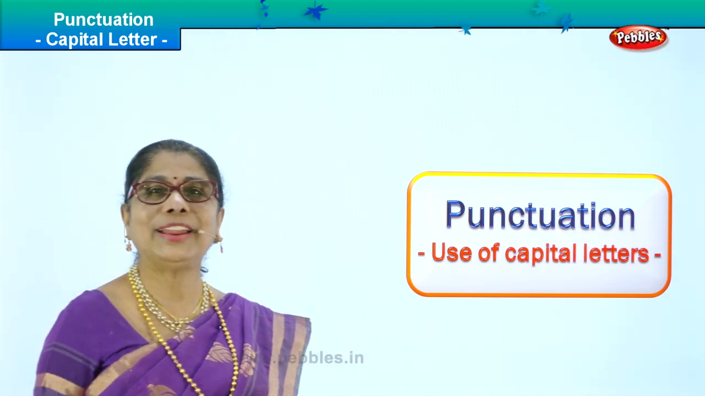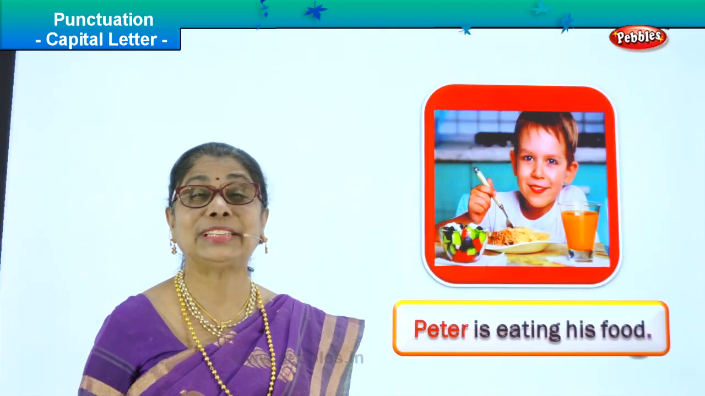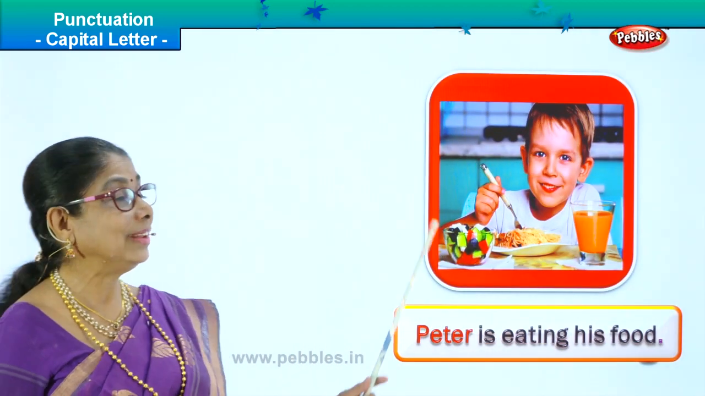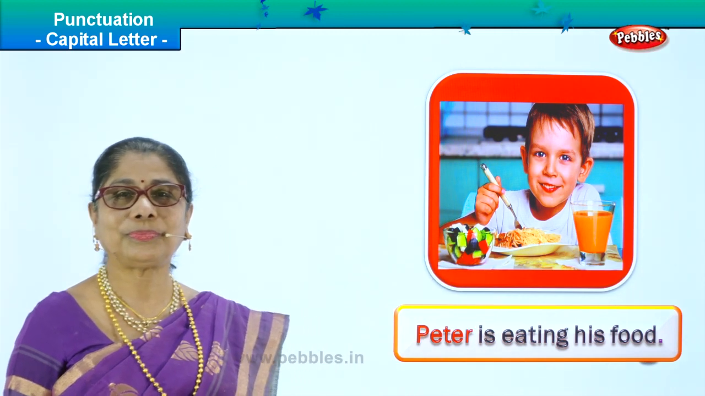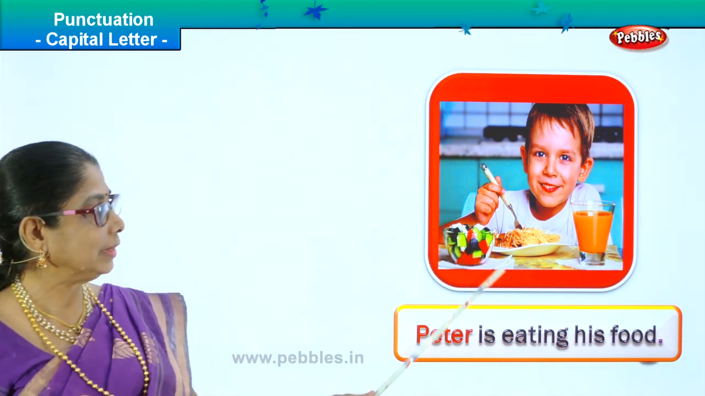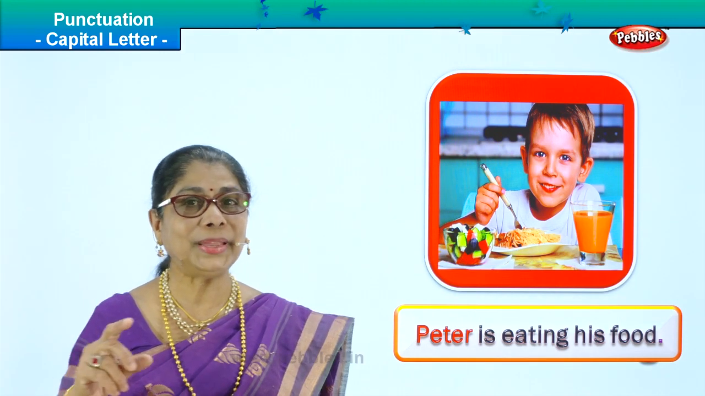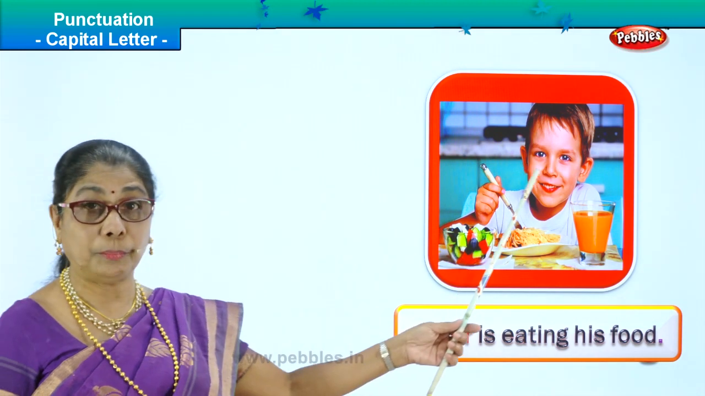Now, let's look at our first picture. Then you learn for yourself. It's a very enjoyable, nice little exercise. Look at this little boy. What's he doing? He's eating. What is his name? Peter. Now, Peter is the name of the boy.